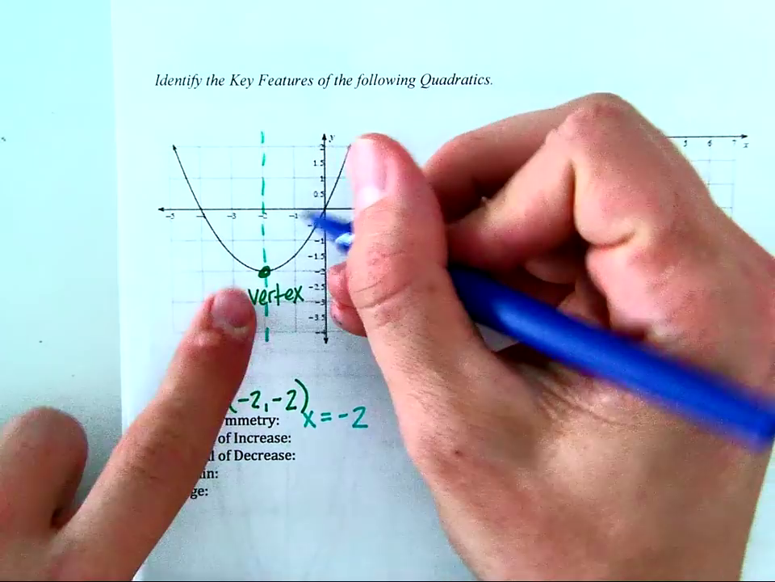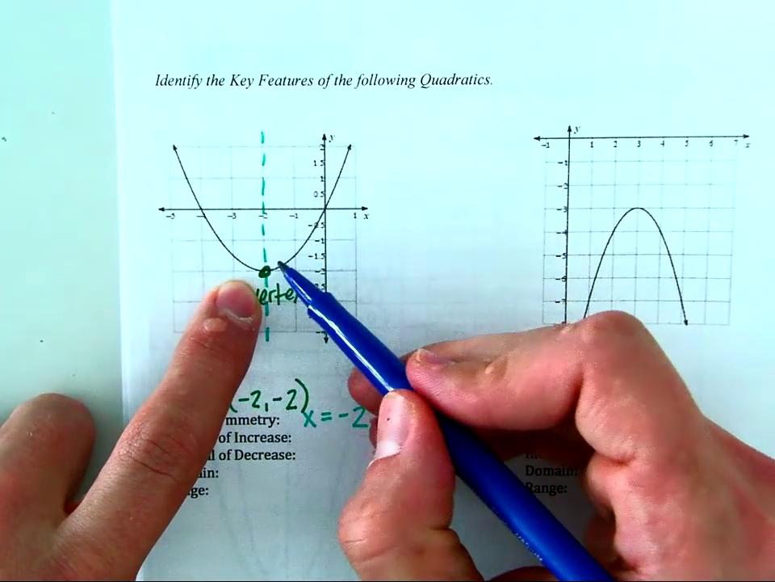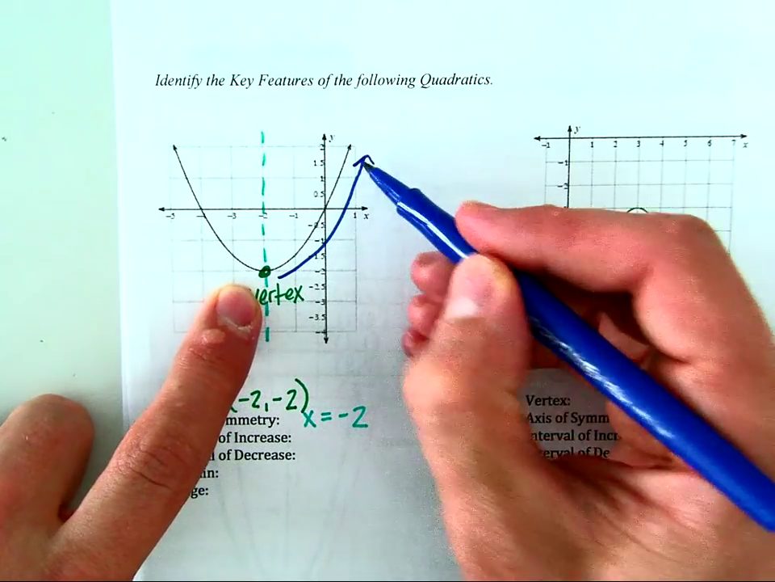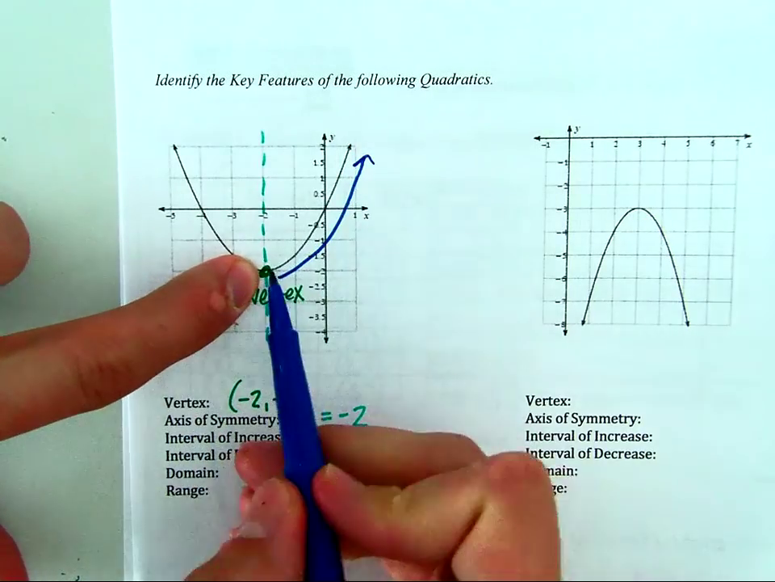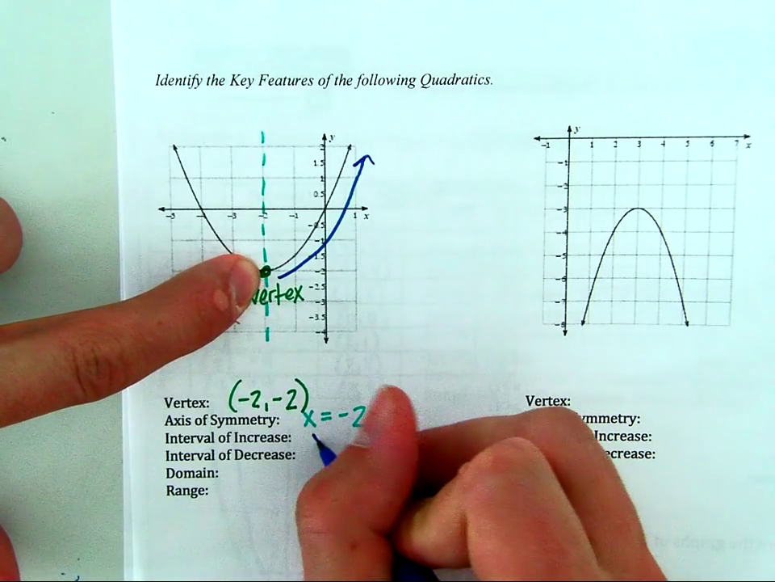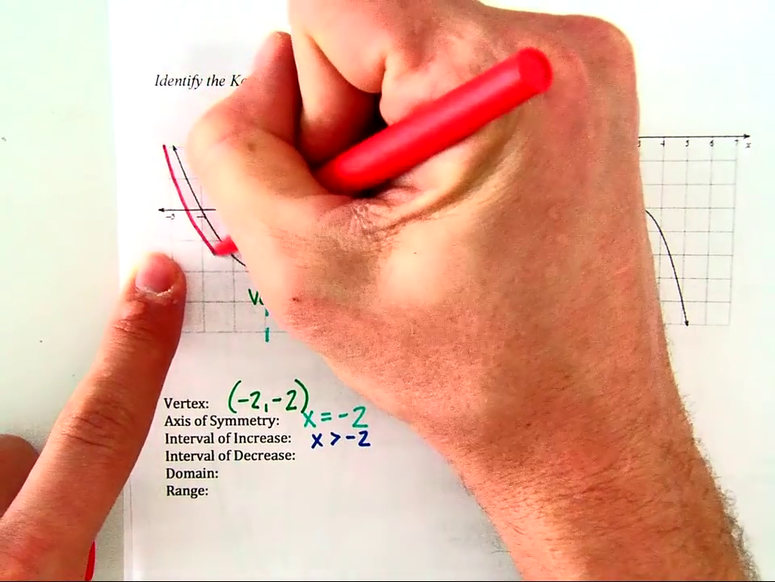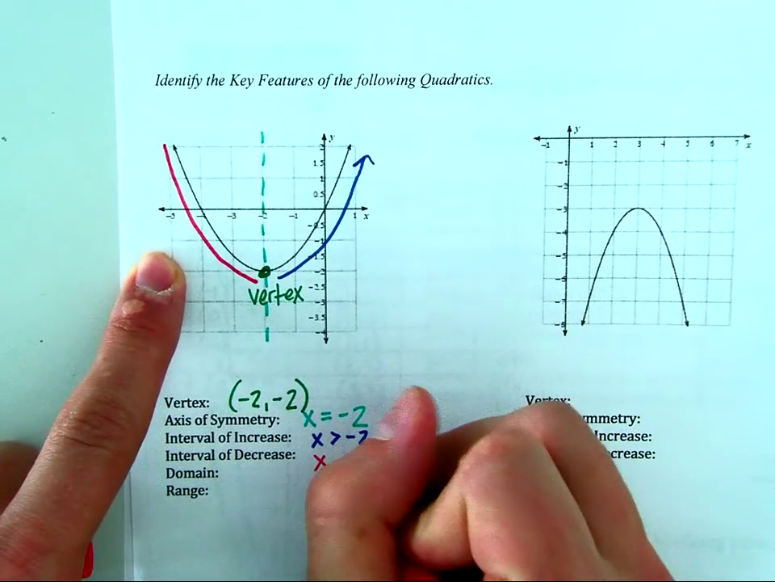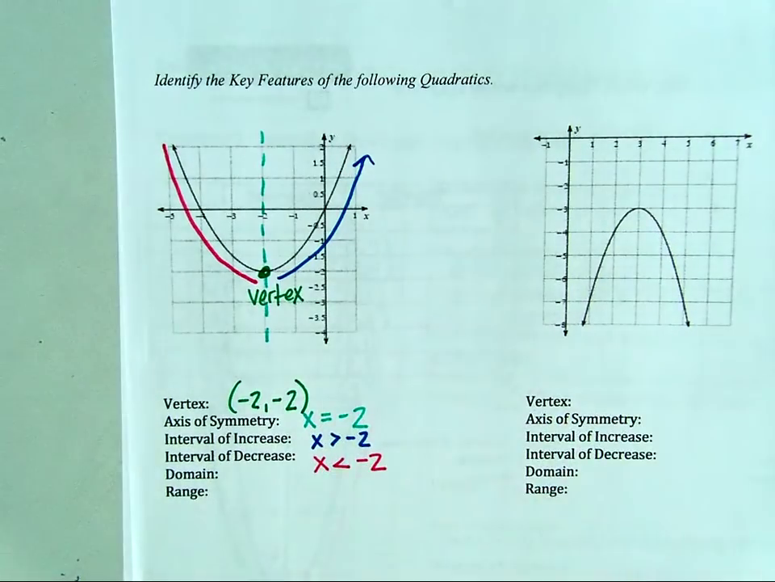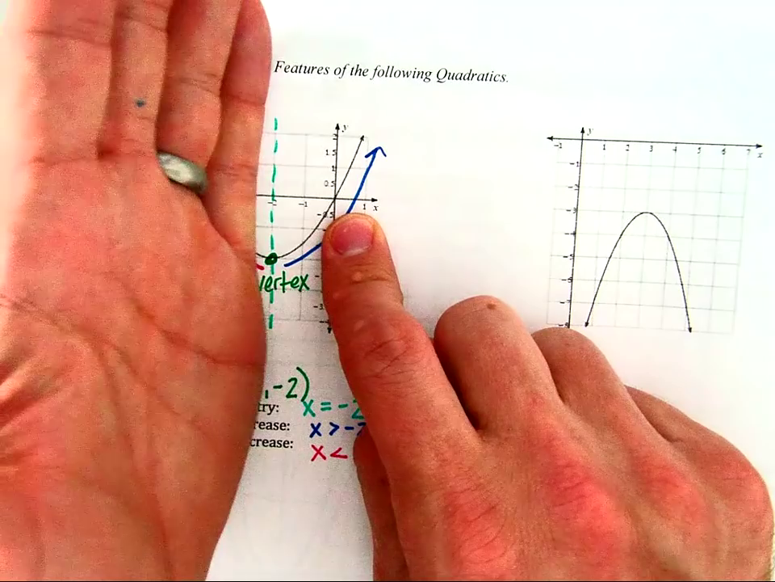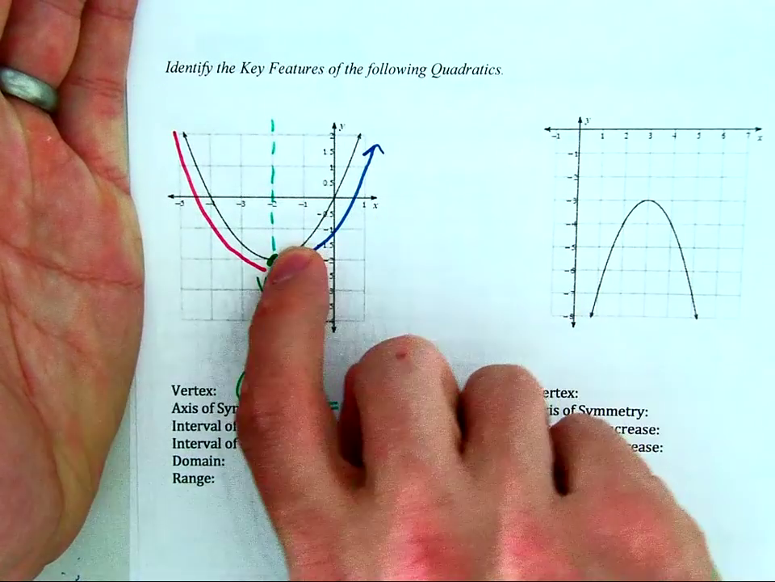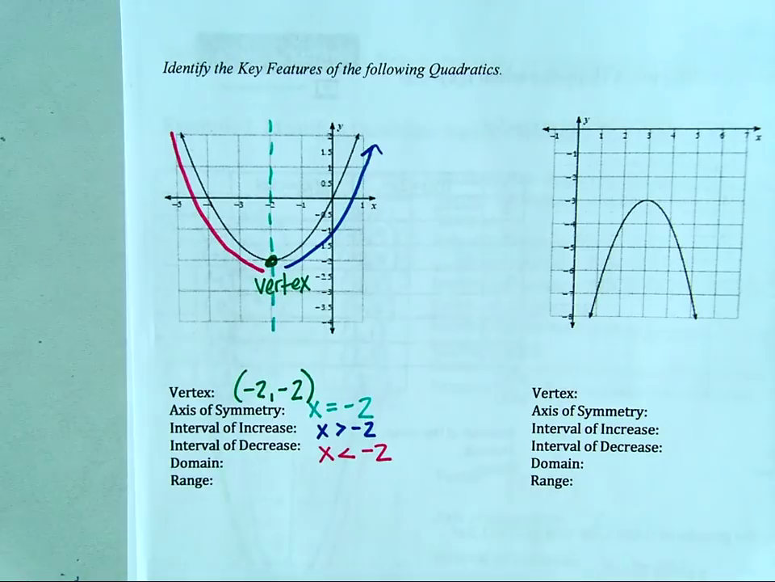Increasing: we're coming down, then going up. This time, notice where the vertex is. We're increasing when x is greater than -2, and we're decreasing when x is less than -2. We're decreasing on this side, when x is to the left of the vertex. We always use those x values. The domain, once again, is always going to be all reals.